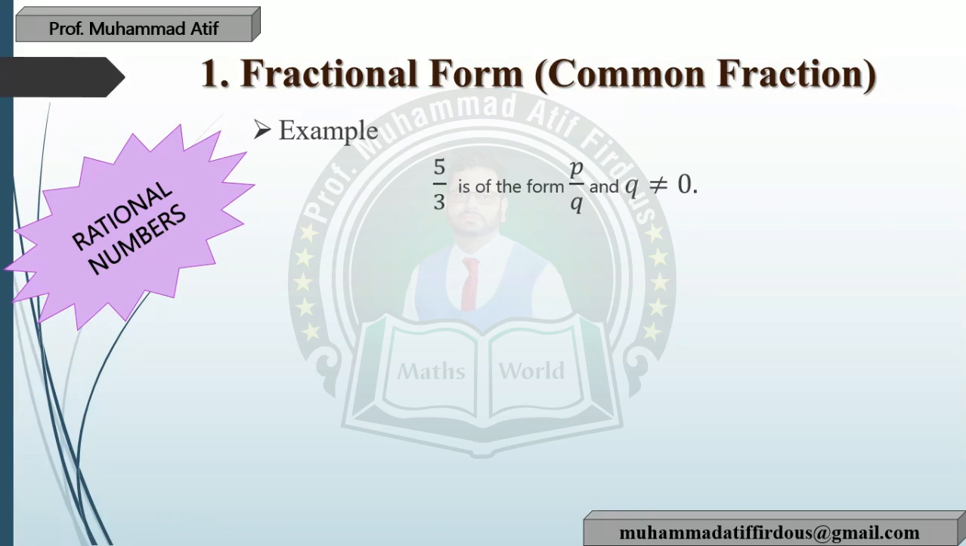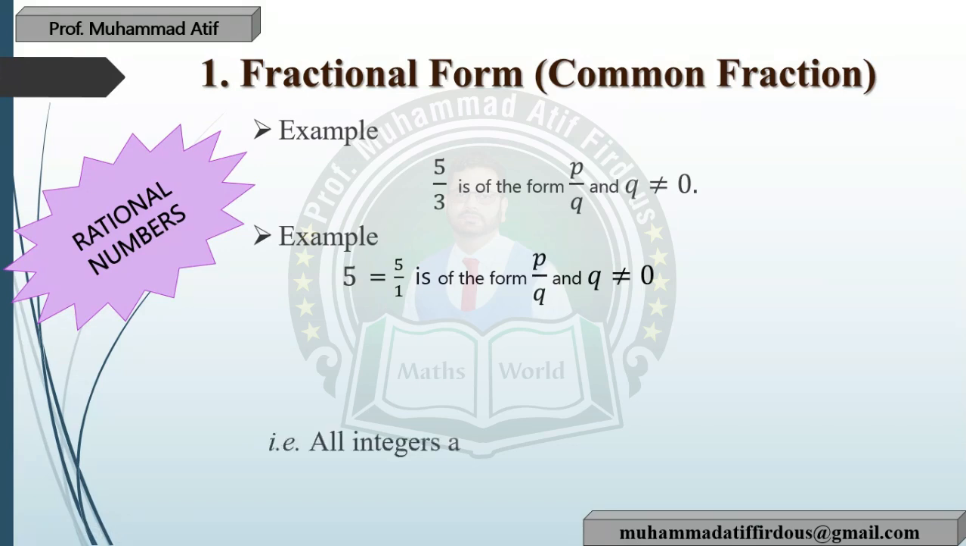Another example of a rational number or common fraction is 5. Is 5 a rational number? Yes or no? Think about it. Yes, because 5 can be written in this form, 5 over 1, which is P over Q form. P and Q are relatively prime and Q is not equal to 0. So we can say that 5 is a rational number. Or you can remember this as: all integers are rational numbers.